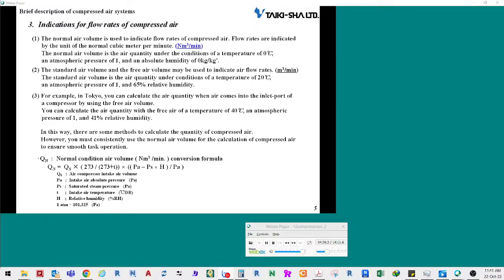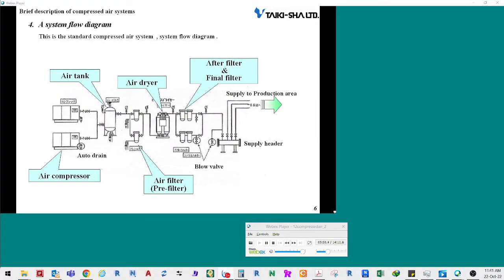In this way, there are some methods to calculate the quantity of compressed air. However, you must consistently use the normal air volume for the calculation of compressed air to ensure smooth task operation. You can see the conversion formula for the normal air volume on the slide.